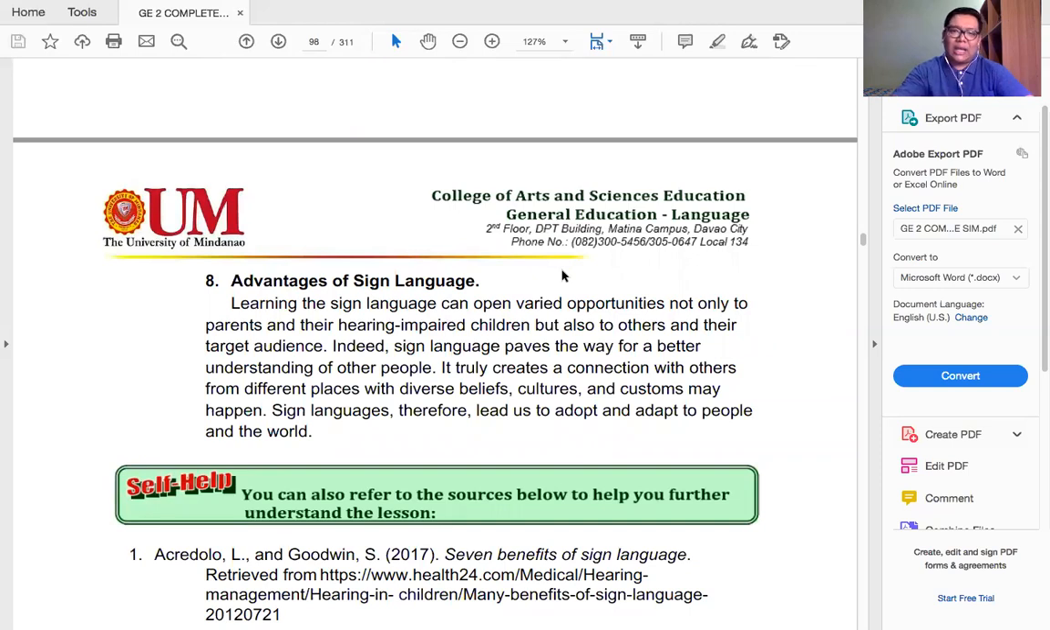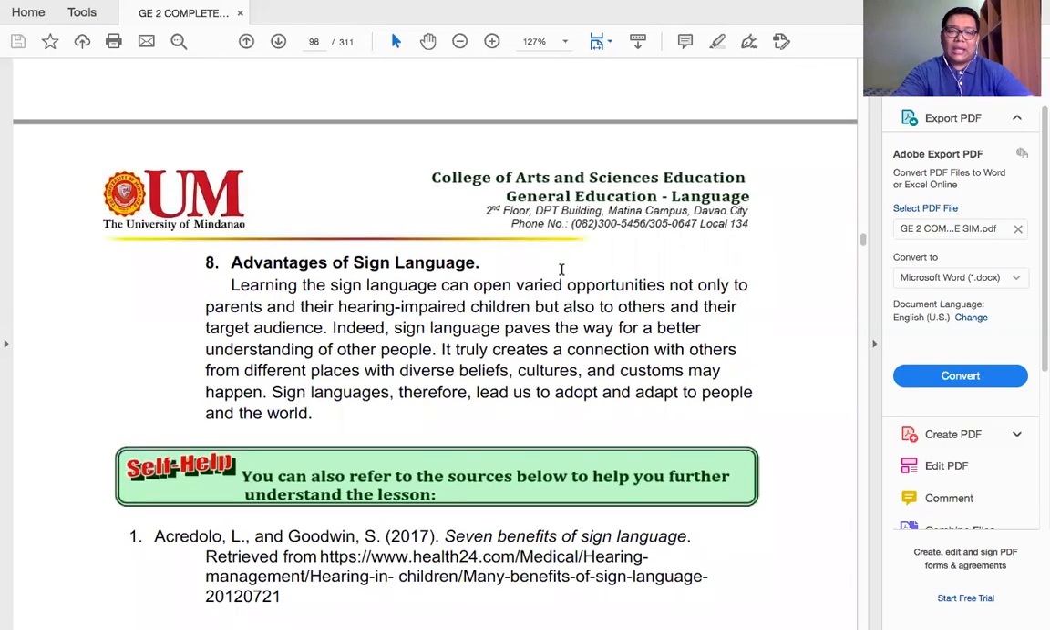And since I mentioned sign languages, might as well give you a brief discussion about its advantages. Okay? Learning the sign language can open varied opportunities not only to parents and their hearing impaired children, but also to others in their target audience. It's not only that sign language is used only for those who have impairments. Sign language is used to be communicative, okay? To be communicatively engaged with people around you, despite the fact that you or the other party might have some difficulties or limitations when communicating.